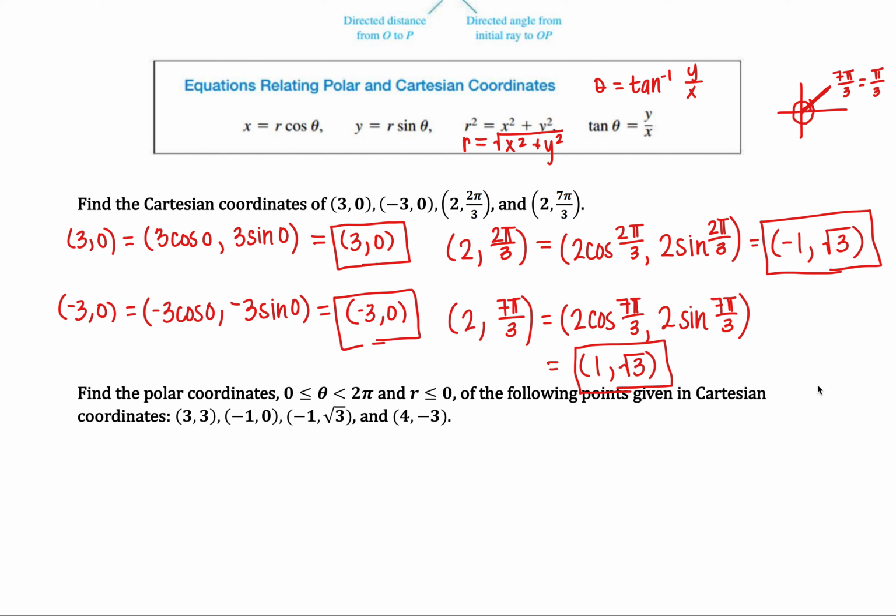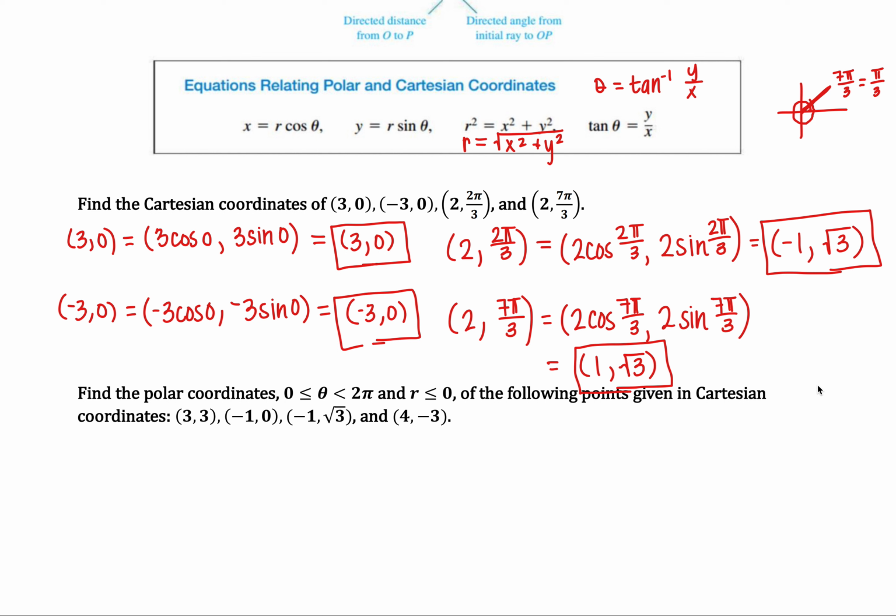So there are the 4 points as Cartesian coordinates. Now, for the second example, we're going to go backwards. We're going to be given these points in Cartesian coordinates, and we want to find the polar coordinates. But there's a trick to this.